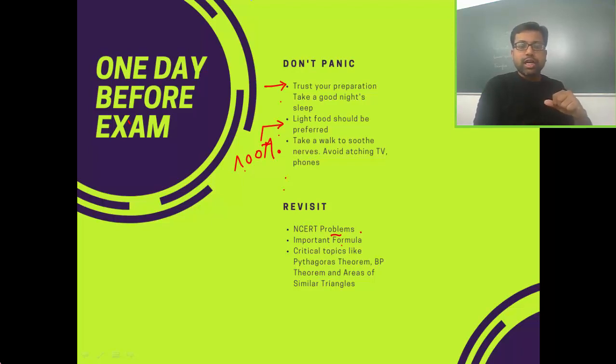As for revisiting, I would say that if you get the time, do go through a few critical problems of the NCERT book, the important formula related to that particular subject. Since we are talking about maths here, do look at the important formula and results that you have. Do go through the critical topics like the Pythagoras theorem, the basic proportionality theorem, areas of similar triangles. There'll be other topics as well that your teachers might have told you about, or there'll be some topics that you're not very clear about but you would want to revisit once. So do take out time to do this.